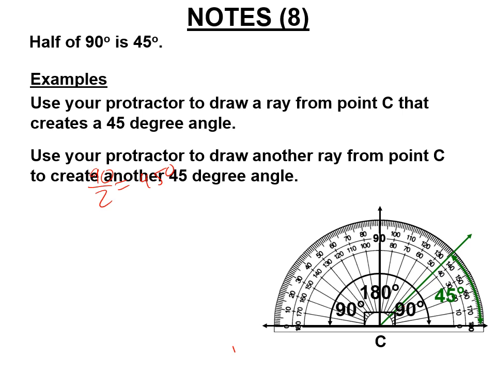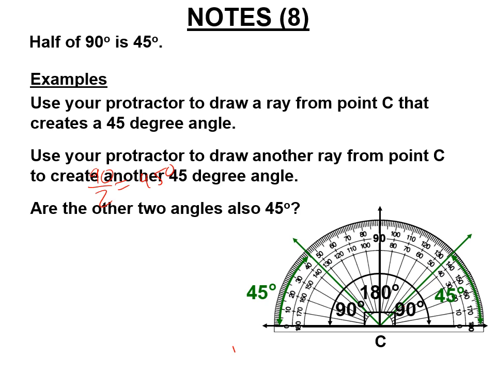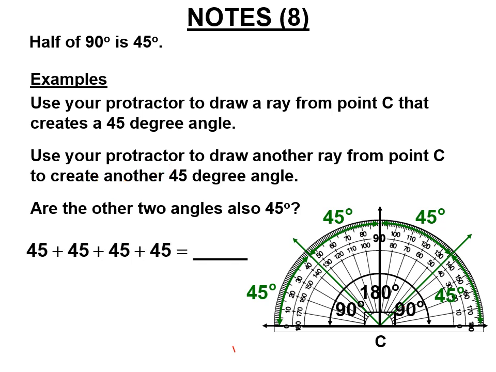So we'll use a protractor to draw another ray from point C to draw another 45. Right? And we should have four 45 degree angles now. Yes. Right? What do those add up to? 180.